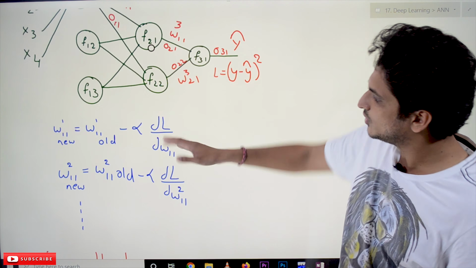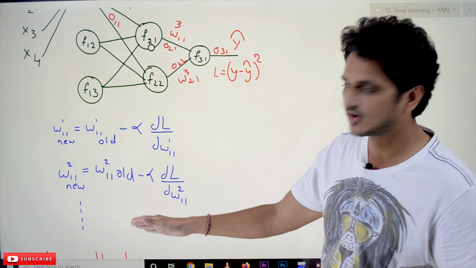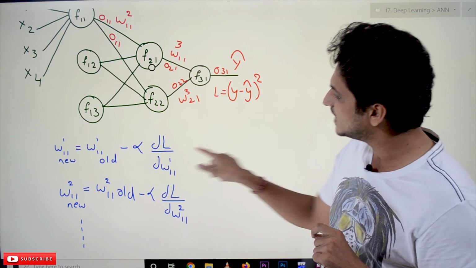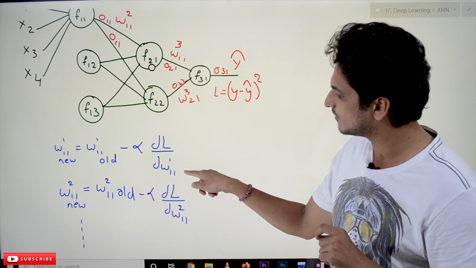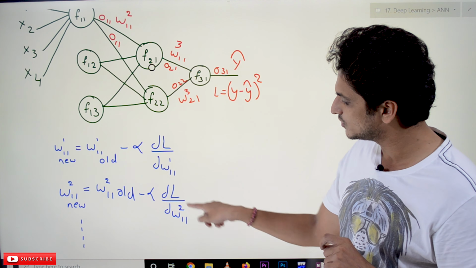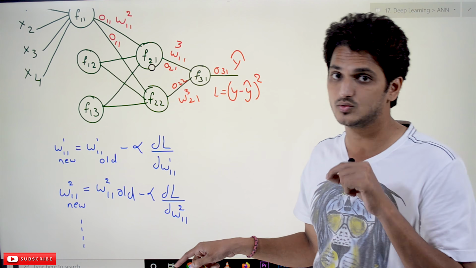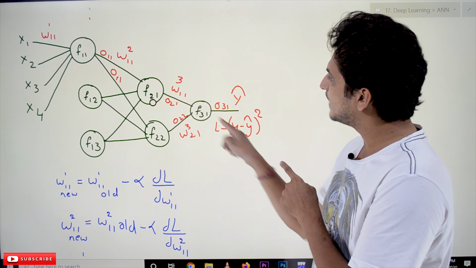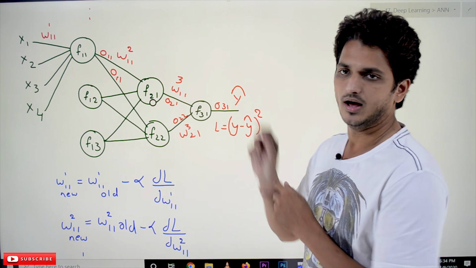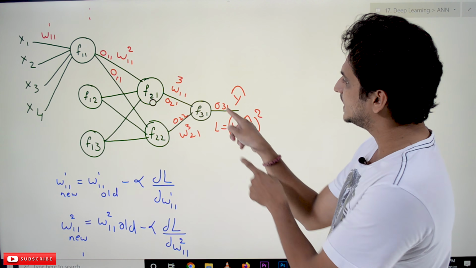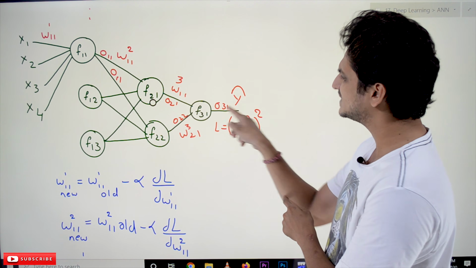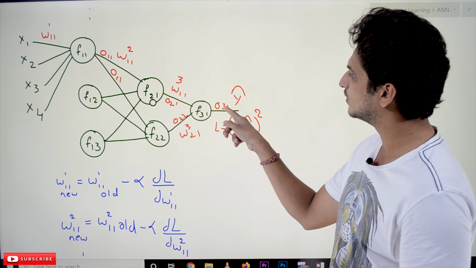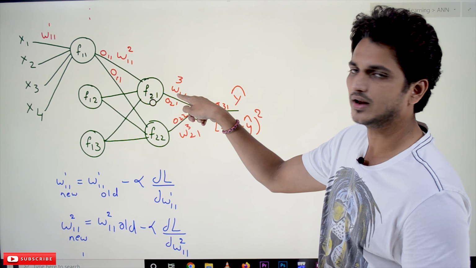So this is how we will do back propagation and adjust all the weights. The important point we have to understand here is how to calculate dou L by dou W111, and how to calculate dou L by dou W211. See here, when we are discussing dou L by dou W311, the loss function depends on O31. Y hat means the O31 value. So the loss function depends on O31, and O31 depends on this one.